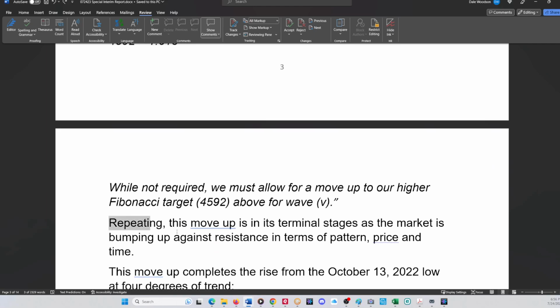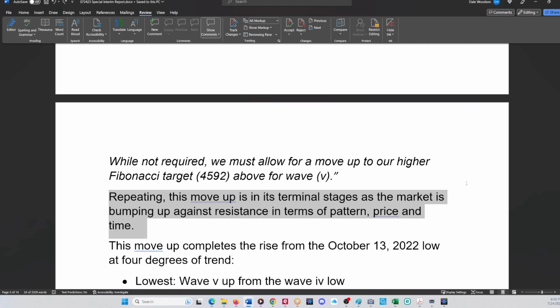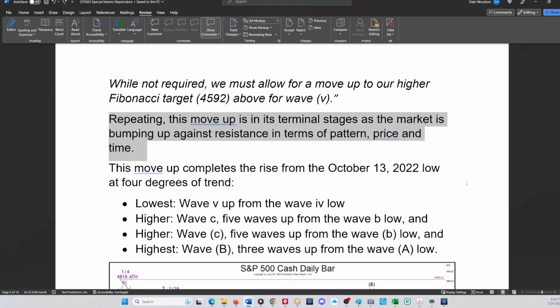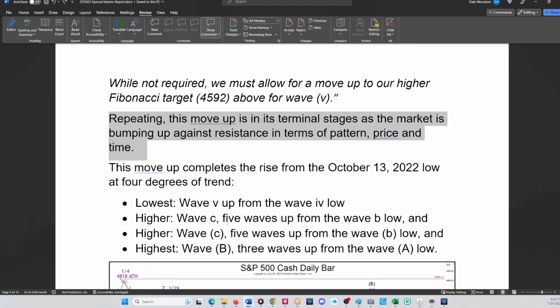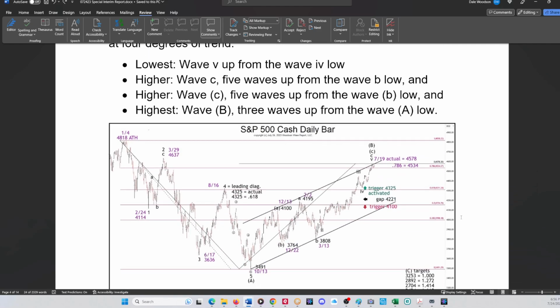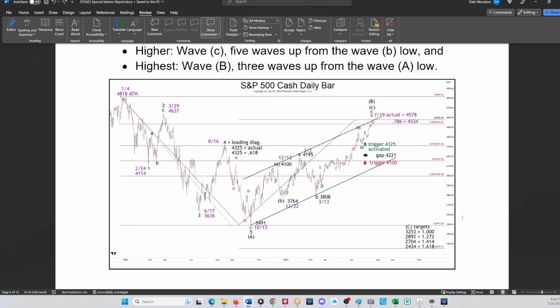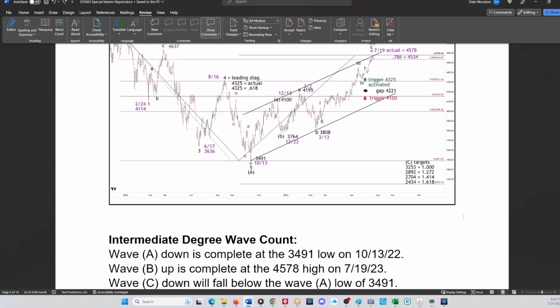The market's just moved up, and we've been saying it is in its terminal stages, and it's bumping up against resistance in terms of pattern, price, and time. We detail all those in our subscription newsletter service. This would complete the move up at 4 degrees of trend. You can see from smallest to largest, wave 5, wave C, with the parentheses, and wave B here it is with the cash market right there.